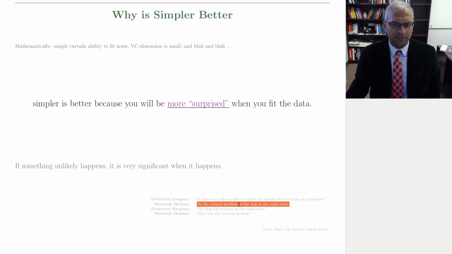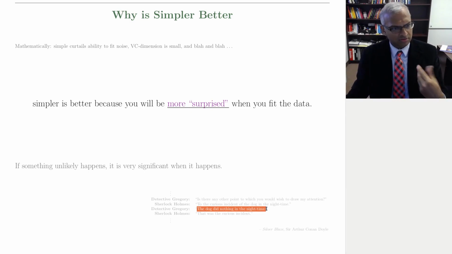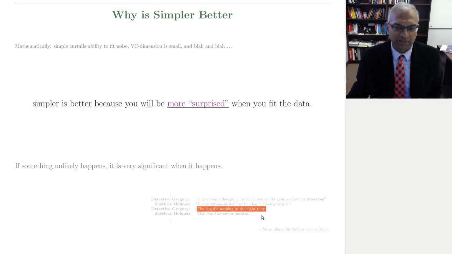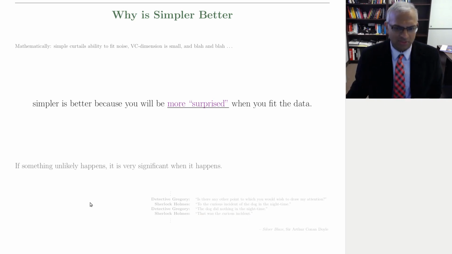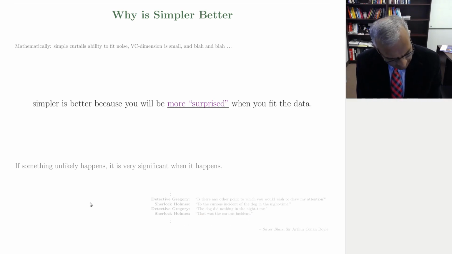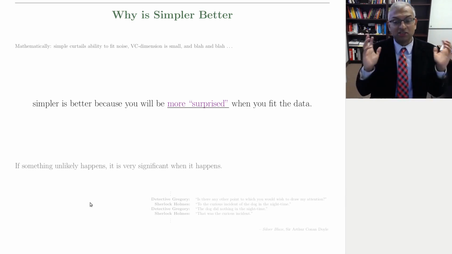And then the bumbling detective is thinking, the dog did nothing in the nighttime. So why are you pointing my attention to this dog doing nothing and calling it a curious incident? And that's exactly what Sherlock says. He says, that was the curious incident. So now let's think about this. The detective is bumbling around, looking at clues here, looking at clues there, and Sherlock Holmes is sitting here looking at the dog and wondering, why didn't it bark in the nighttime? Now there's a crime that has been committed, and no one heard the dog bark.